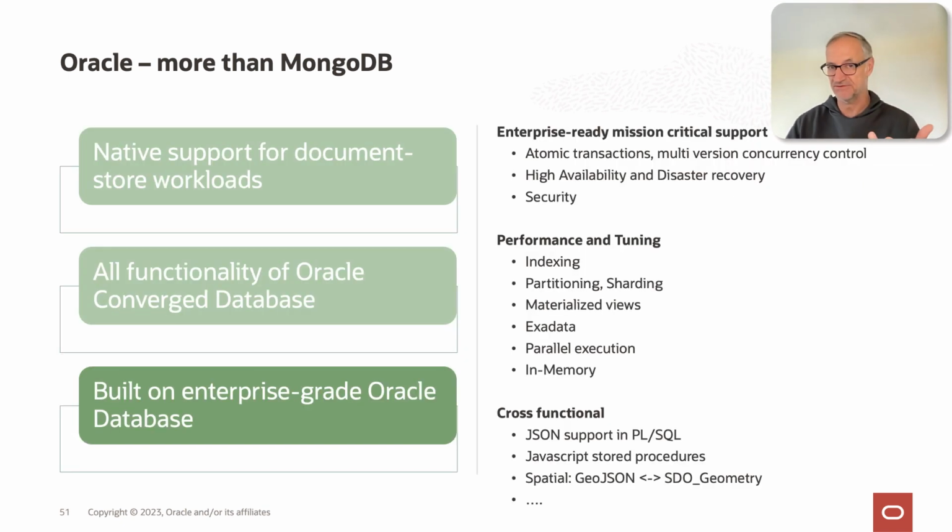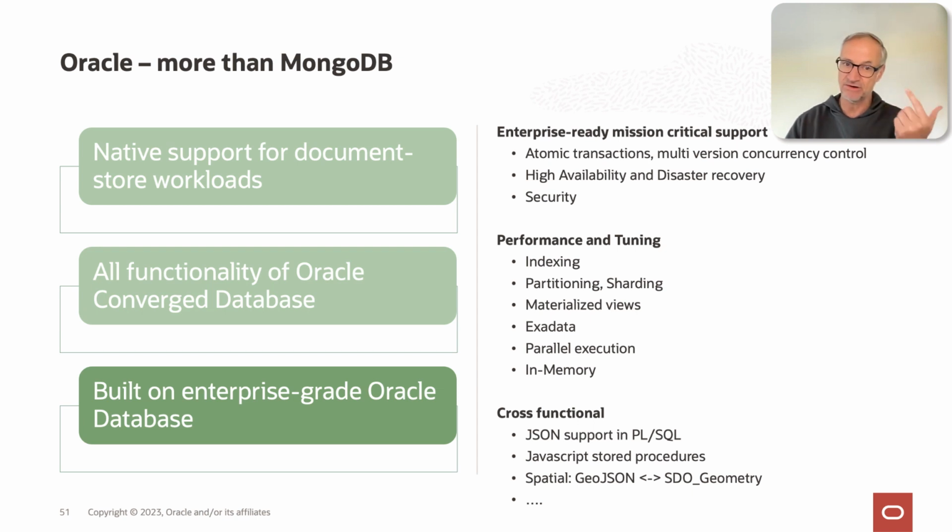And Beda touched on some of these things already. Specifically, when you talk about the enterprise-grade Oracle database, you get this enterprise mission-critical support with everything, right? I showed you just atomic transactions. You would see everything that you're using from a high availability perspective or a security perspective. It's the same database. Whether you use Data Guard or anything like that, it just works. It's a native data type in the database, and everything for performance and tuning, and Beda touched on Exadata, is there and readily usable with your documents, plus all the cross-functional things.